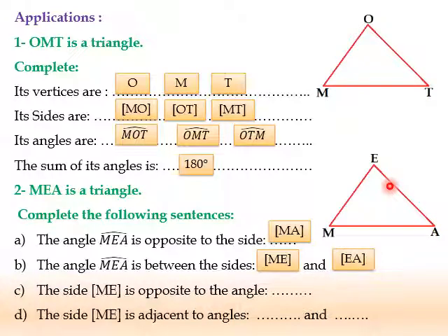The side ME is opposite to which angle? Here it's opposite to MAE or EAM. Now the side ME is adjacent to two angles. What are they? EMA, and the second angle here is called MEA.